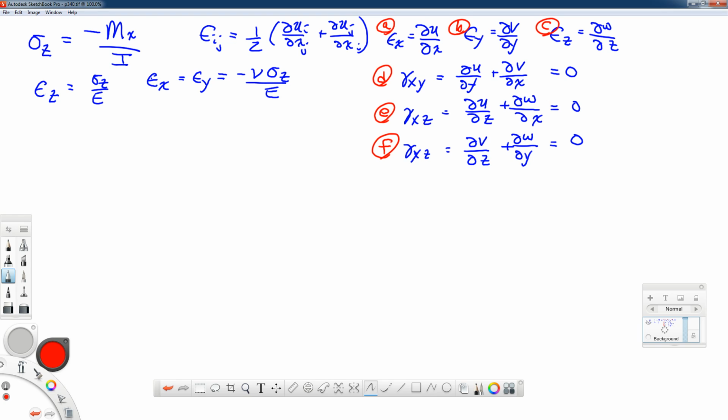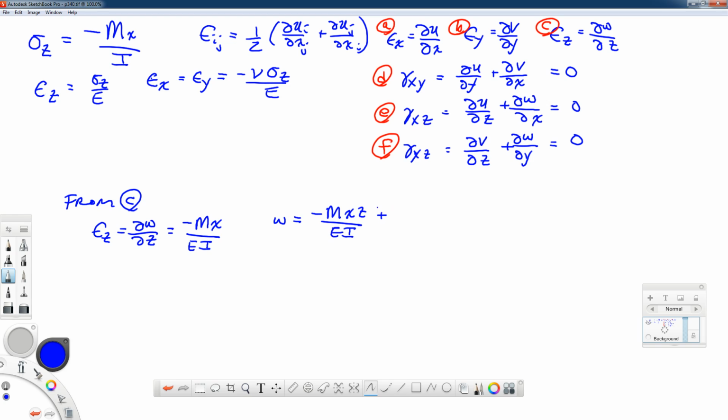So let's start with equation C, which is for epsilon z. It's equal to the partial derivative of w with respect to z, and based on our stress-strain relations is equal to minus Mx over EI. So if we want to integrate this, we would integrate with respect to z. We would get w equal to minus Mxz over EI.